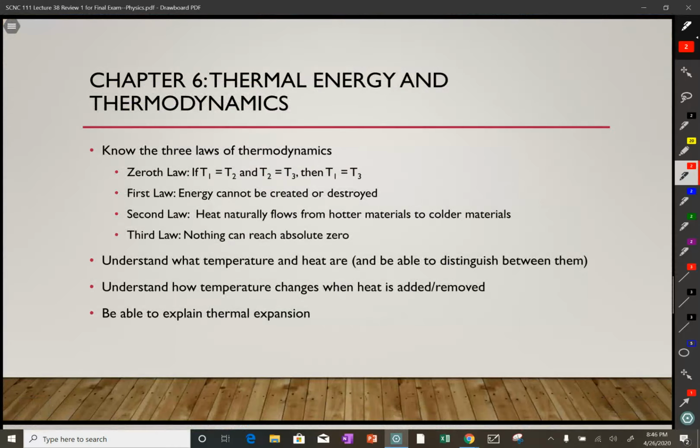Chapter 6, thermal energy and thermodynamics. So it's important to know the difference. Well, know what heat is. Heat is a transfer of energy.